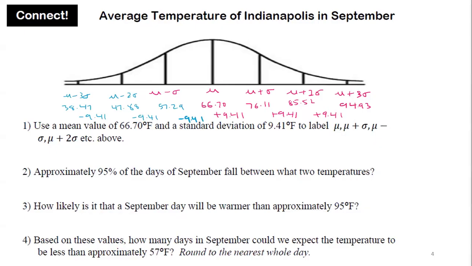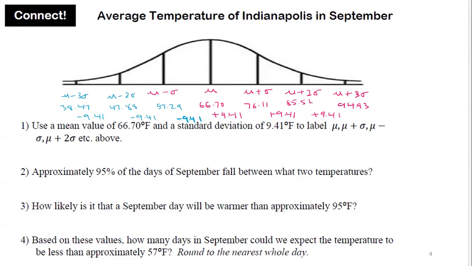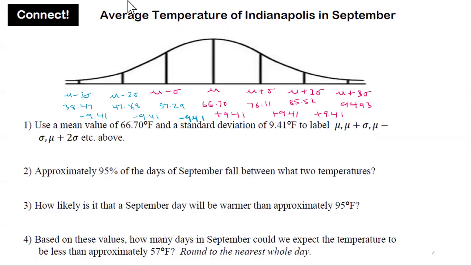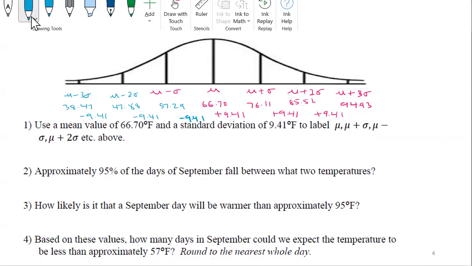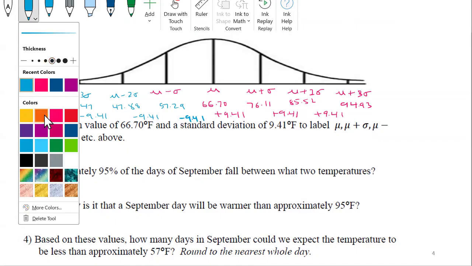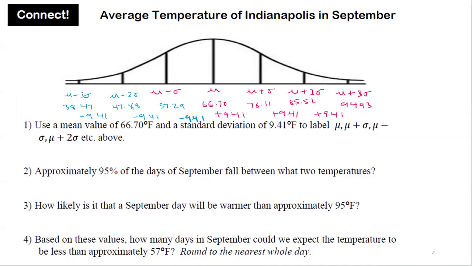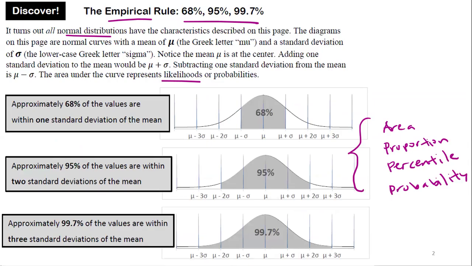Now, before I start answering the questions, what I like to do is label my 68, 95, and 99.7. So what do I mean by that? Remember, it tells us that within plus or minus sigma is 68% of your data. Within plus 2 minus 2 sigma is 95% of your data. And plus 3 and minus 3 sigma is 99.7% of your data.